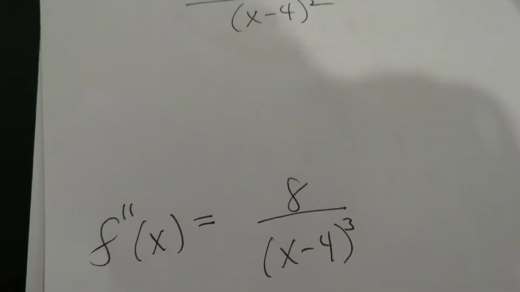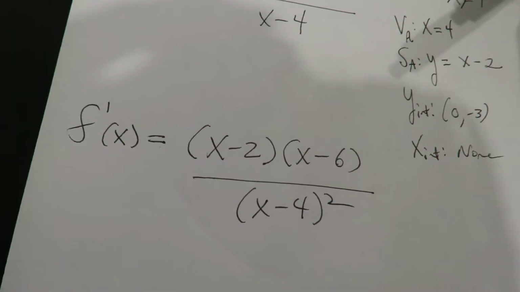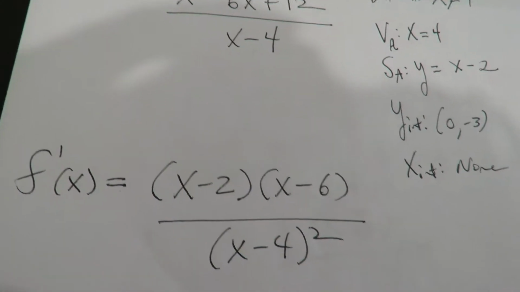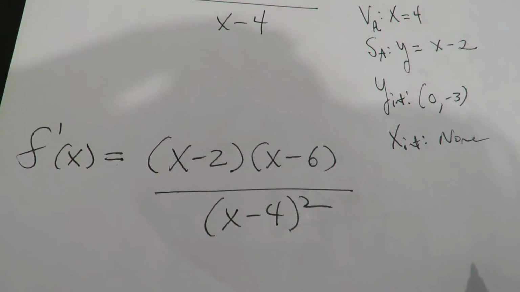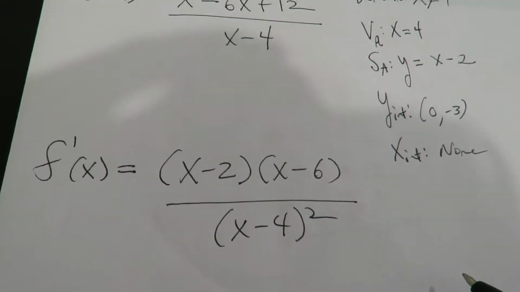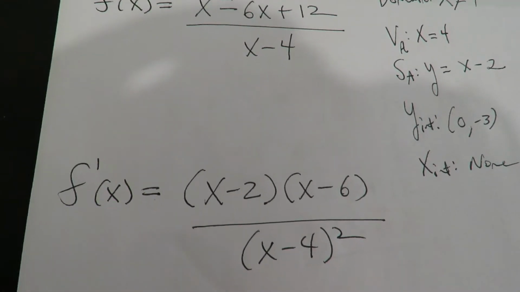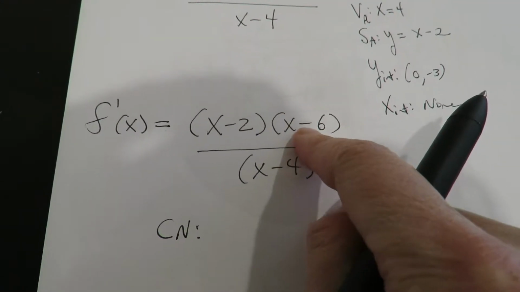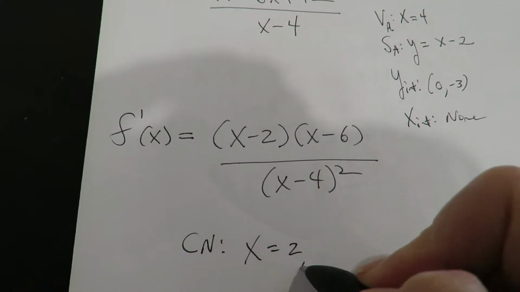Let's move down to the first derivative. Actually, I think graphing's pretty cool. It's sort of interesting to see what these functions look like, and to have the skill set to actually draw it is quite a sophisticated thing to be able to do. Let's go ahead and find the critical numbers. If you set the numerator equal to 0, you're going to get x equals 2 and 6.